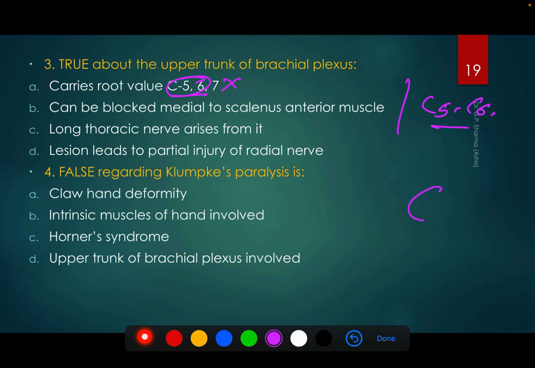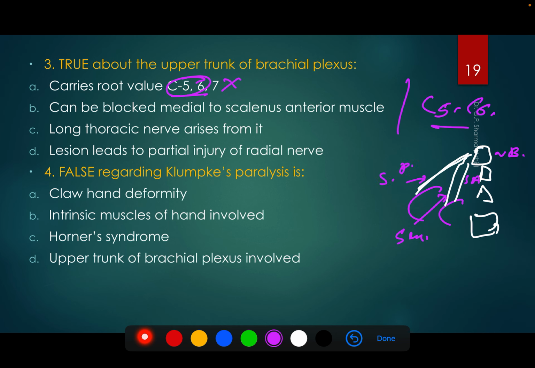So where is the scalenus anterior muscle? These are the two ribs we have, and from the first rib we have the scalenus anterior and scalenus medial, and here we have the scalenus posterior. Yes or no? So these are my vertebral bodies, right? And this is my scalenus anterior, this is my scalene medial, this is my scalene posterior. And where is the brachial plexus? My brachial plexus is present in this region.